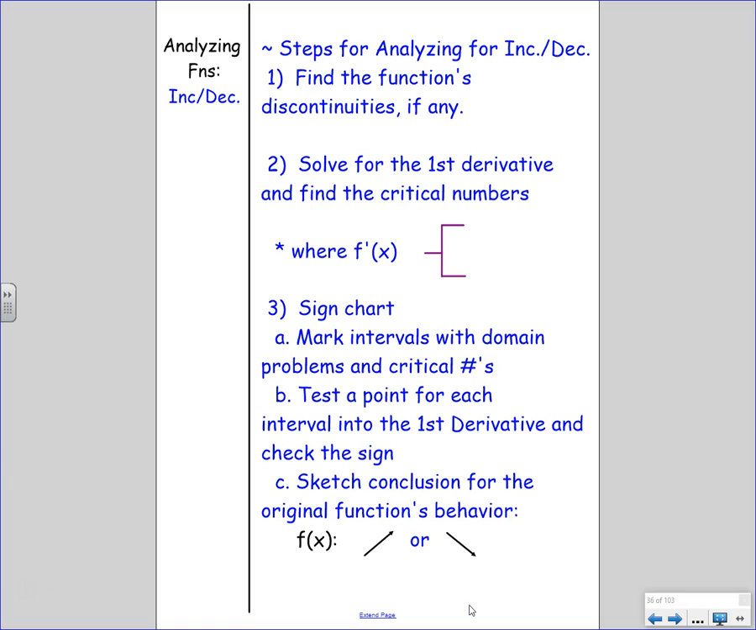It's important to realize the very first thing we have to do is check for discontinuities, like that one on the page before. Sometimes they show up in critical numbers also. We must check for discontinuities, hence the domain problems. Check domain.